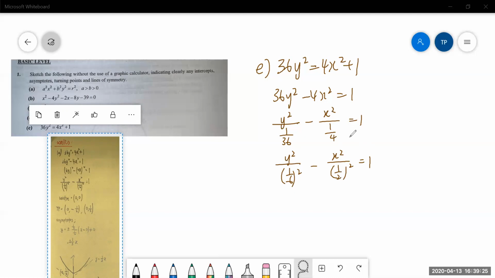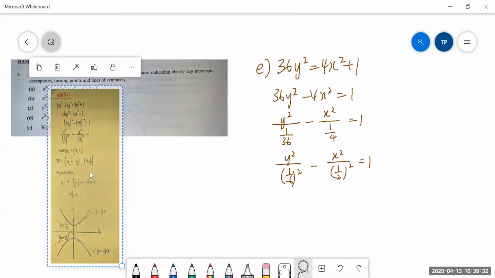It looks a bit weird, is it not? How do you know that it's wrong? Where's the center? Because it's 0, 0. Center is 0, 0. Yes, correct. You should be drawing it as 0, 0. You're not drawing it as 0, 0. But then the asymptote is 1 over 3x.